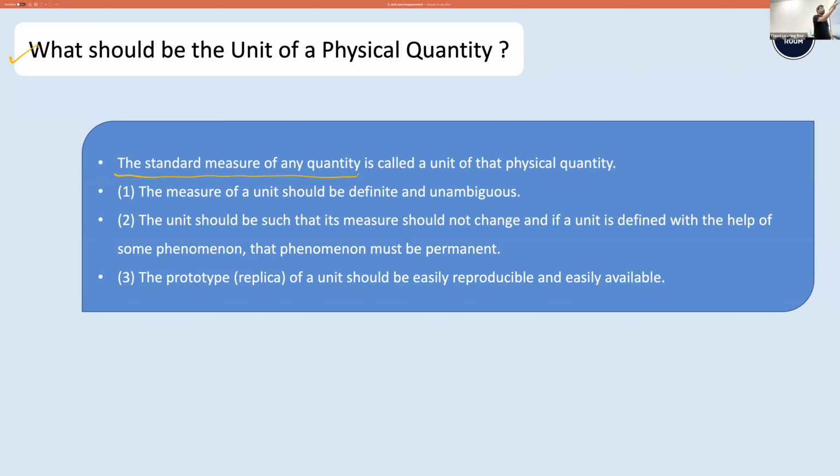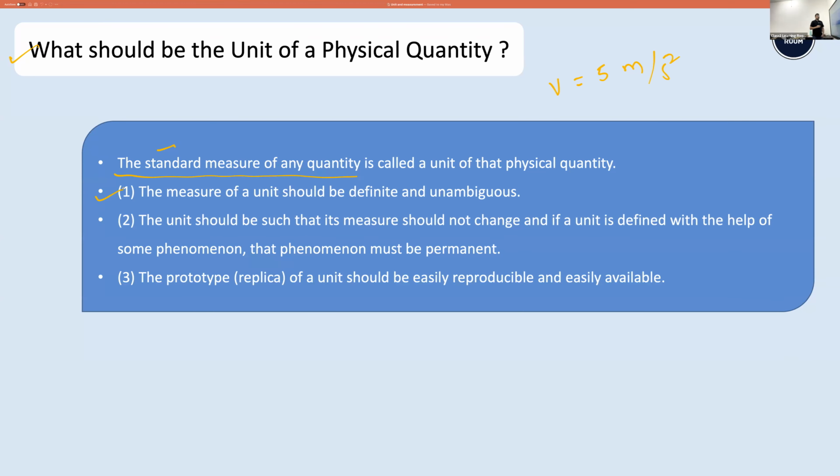You cannot say the velocity of the object is going to be 5 meters per second square. What will happen to the person who's reading your paper? They'll first of all get confused. Are you able to understand what I'm saying? So that is why some standardization is important. That is why we say the standard measure of any quantity is called the unit of that physical quantity.